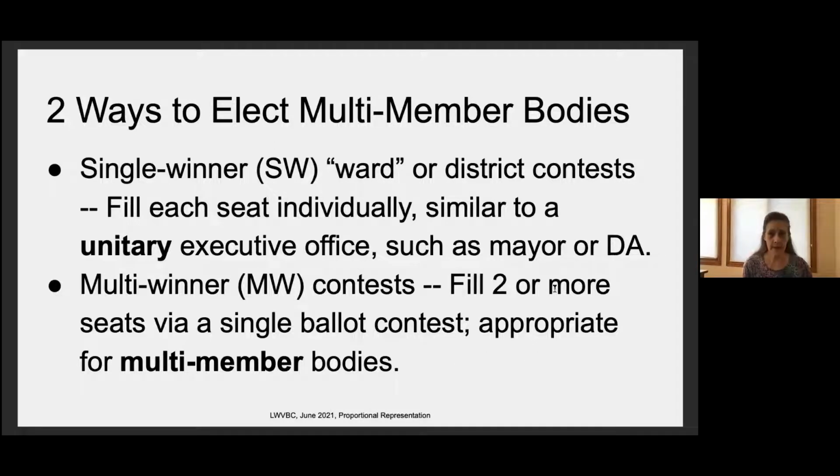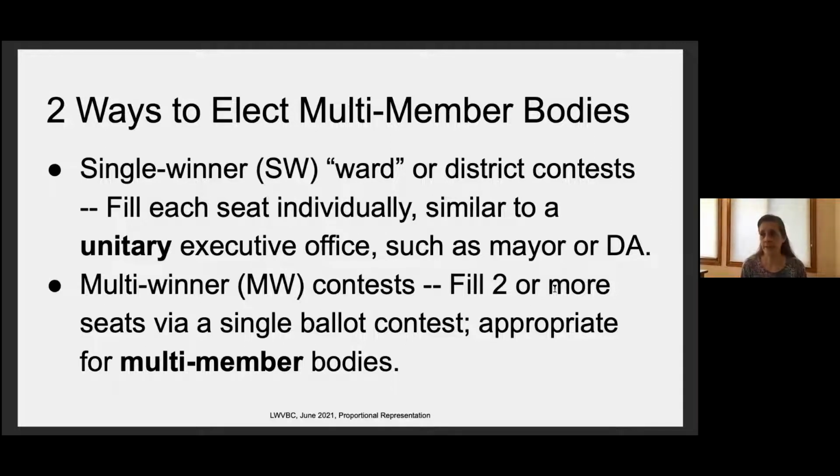And there are two main ways that you can elect representatives to multi-member bodies. Probably the one that's most common at most levels in this country is to have single winner elections. And this is actually what the redistricting commissions are all about. You take the state and you chop it up into geographic pieces, and each district or ward elects one person to that body. So the actual elections are single winner elections. And so they're conducted in the same way as elections for a unitary executive, such as governor or president or mayor.